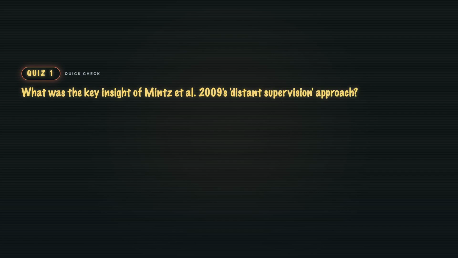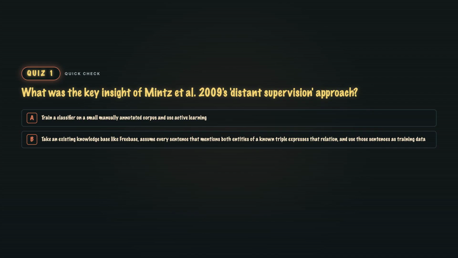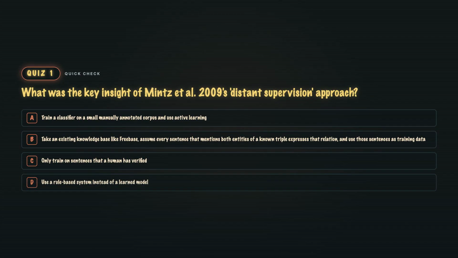Quiz 2. What was the key insight of Mintz et al. 2009's distant supervision approach? A. Train a classifier on a small manually annotated corpus and use active learning. B. Take an existing knowledge base like Freebase. Assume every sentence that mentions both entities of a known triple expresses that relation, and use those sentences as training data. C. Only train on sentences that a human has verified. Or D. Use a rule-based system instead of a learned model.